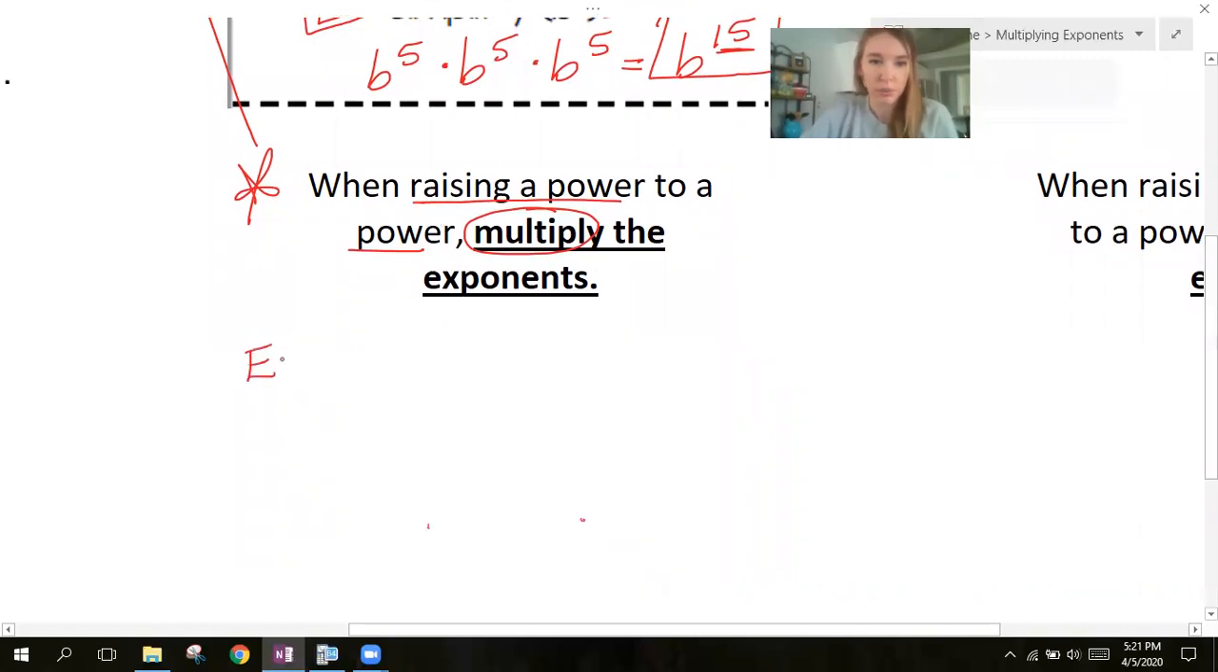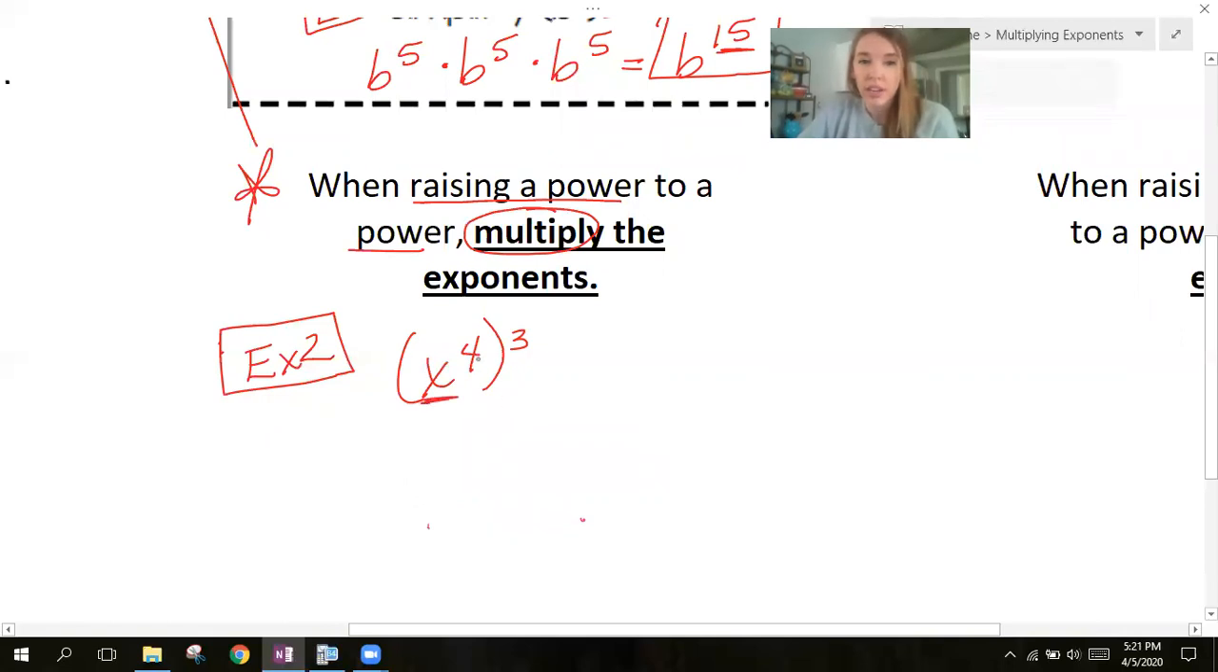So here's example 2. All right, so I have x to the 4th power, cubed. Okay, so when we have a number and it's to a power and it's being raised to another power, we have to multiply our two exponents. Okay, so you could just say it's x to the 12th power. And that would be your final answer. That would be it in simplest form.